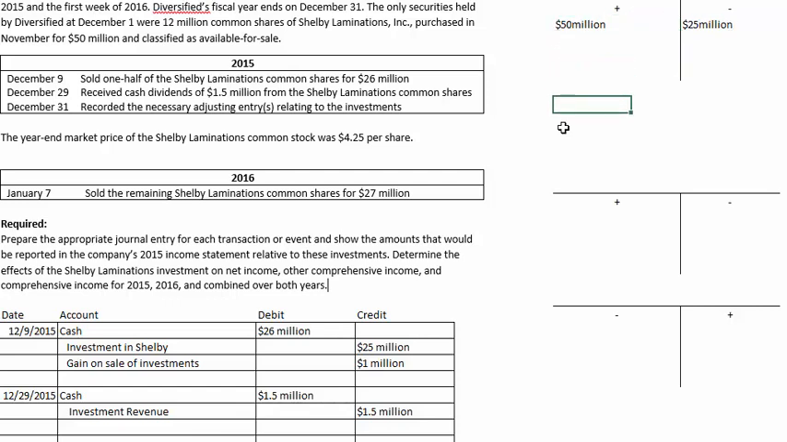So we have $25 million left, and that represents 6 million shares, because we originally owned 12 million, we sold 6 million, so we have 6 million left. So if I take that 6 million and multiply it by the $4.25 per share, the value at the end of the year is $25.5 million.